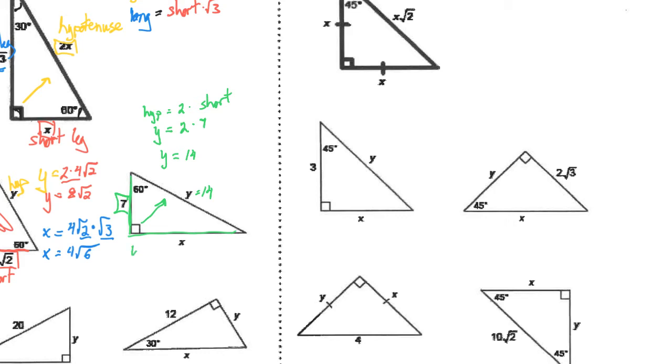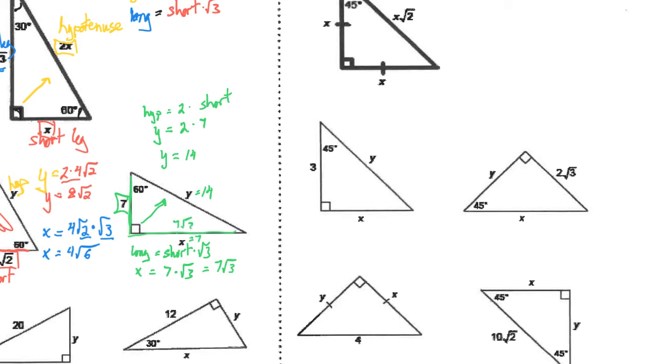And so I'm going to have the long leg equals short leg times radical 3. The long leg is the x. The short leg is the 7 times radical 3. 7 times radical 3, I can't do anything with it. 7 times radical 3 is simply 7 radical 3. So there I have the x value.